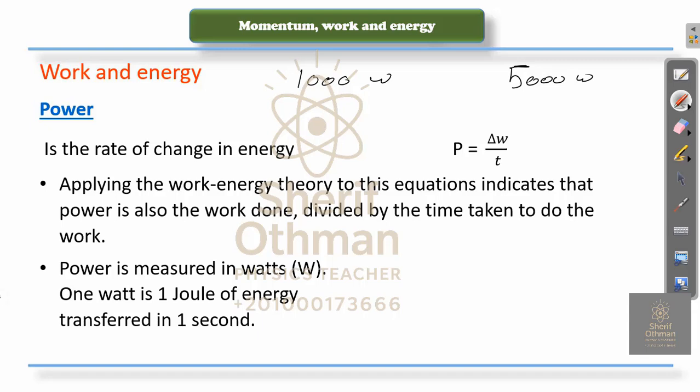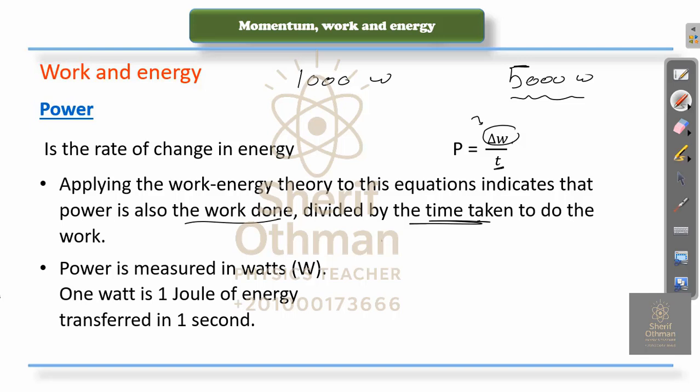Which one will do the work faster? Both of them are going to do the same work, by the way. Both of them are going to clean the same room. But the one which has a higher power is going to do the work faster. So we can define power as the work done over time, or the change in energy. As we said, the change in work is the energy. Applying the work-energy theorem to the equation indicates that power is also the work done divided by the time taken to do this work.